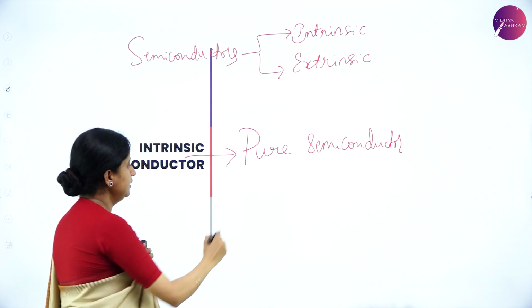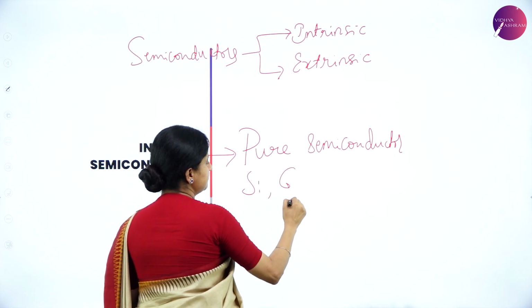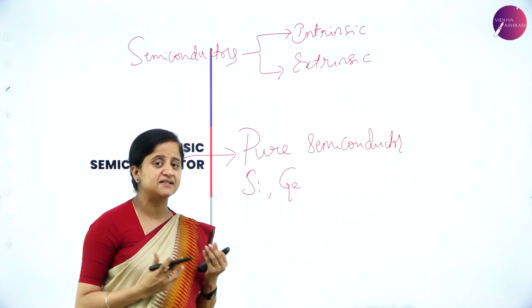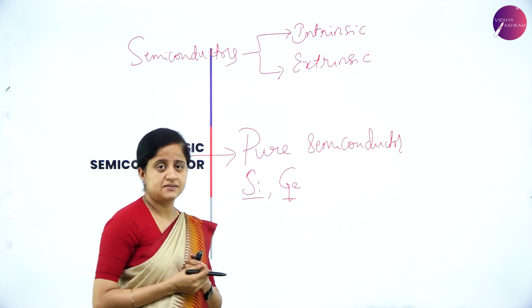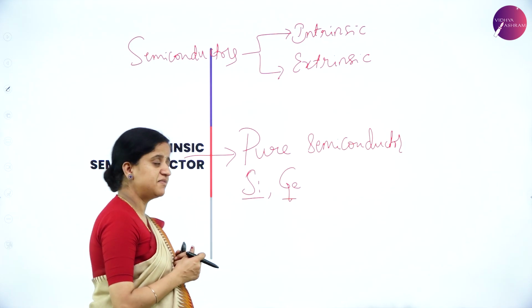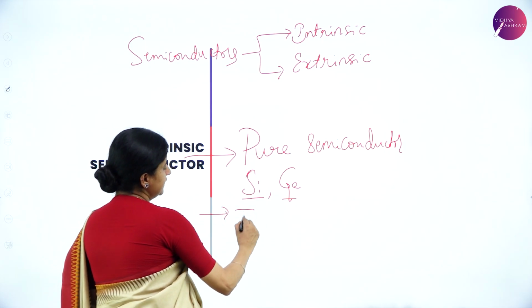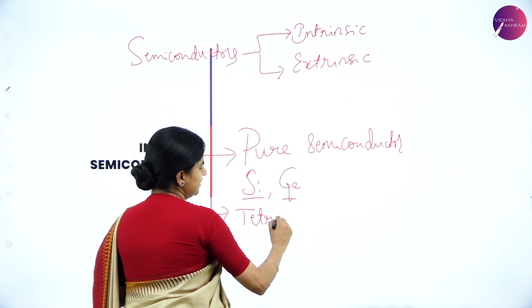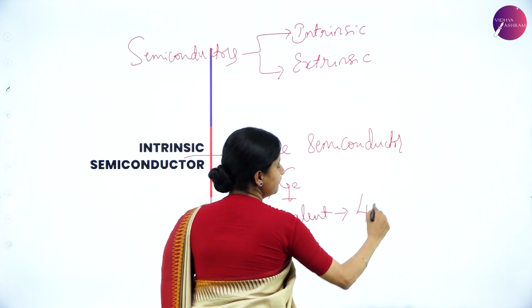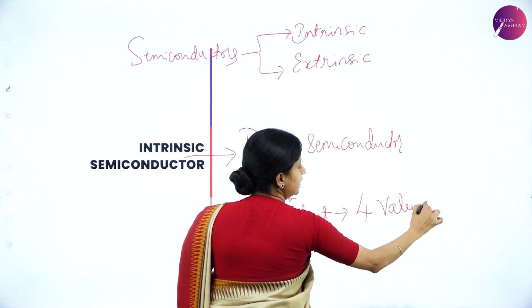Say for example, silicon, germanium. These are the most used examples in case of intrinsic semiconductor. What are the characteristics of this intrinsic semiconductor? They are basically tetravalent. What do you mean by tetravalent? Tetravalent means there are 4 valence electrons.